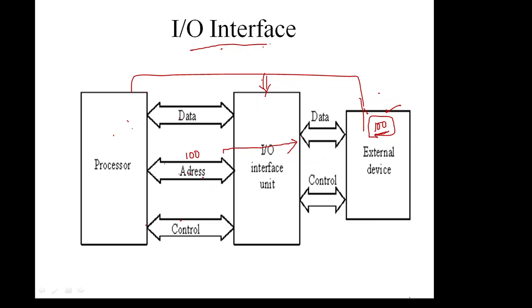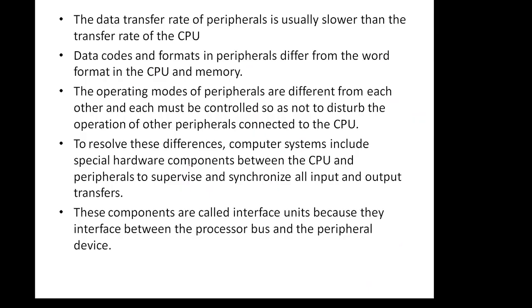Suppose another peripheral device is connected over here, and its address is 200. If the CPU wants to connect to this peripheral device, instead of 100 it is going to keep the address 200 so that it can communicate over here. That is how the interfaces work.